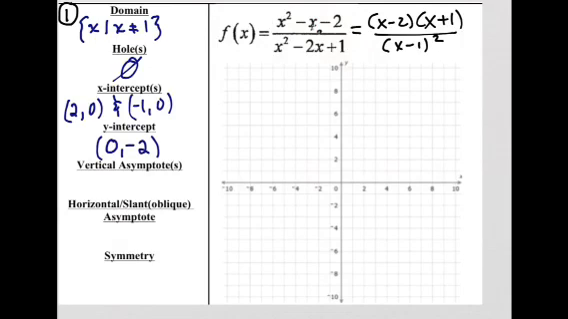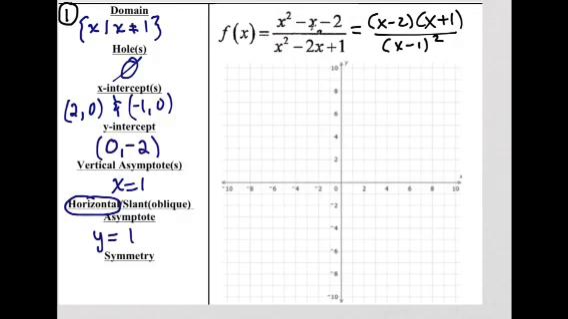Vertical asymptote, you look at the domain or the denominator, whichever one, and you see that x is 1. Horizontal or slant, because this is powers equal, it's going to be a horizontal asymptote. When its powers equal, you look at the leading coefficient of both the numerator and denominator, so 1 over 1 is 1. Okay, and this is where I looked, right here and right here.